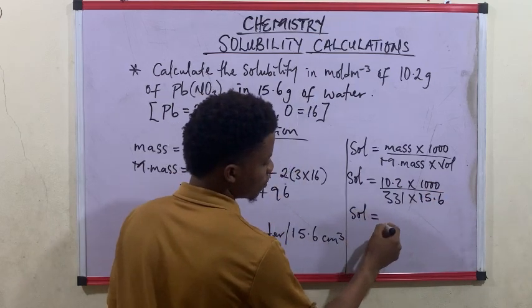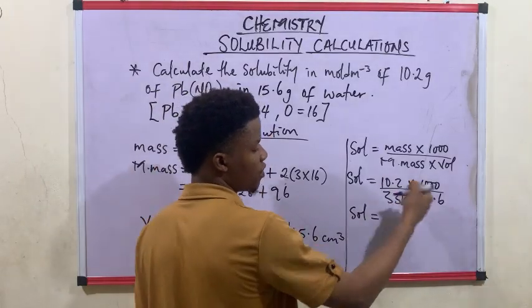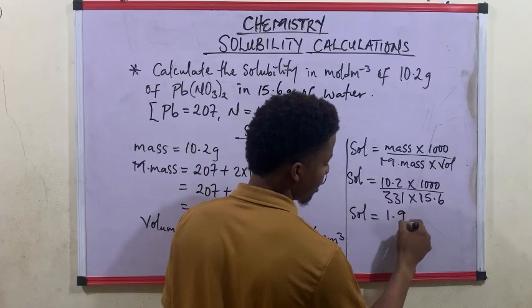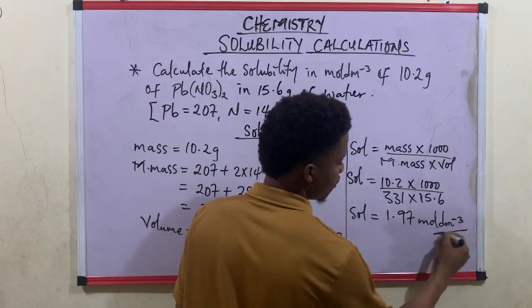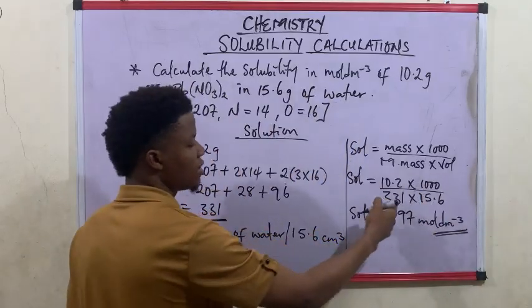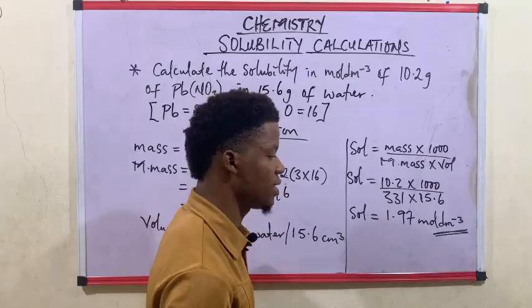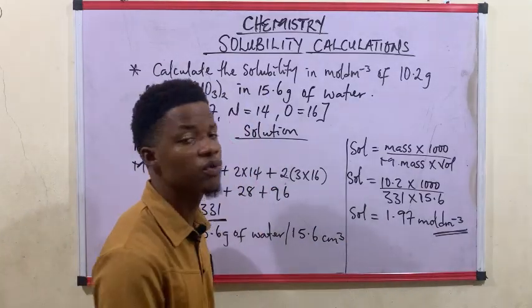So when we put all of this into our calculator, multiply these and then divide, this is what you're going to get: 1.97 mole per dm cube, approximately 2. All right, now let's move to the second question.